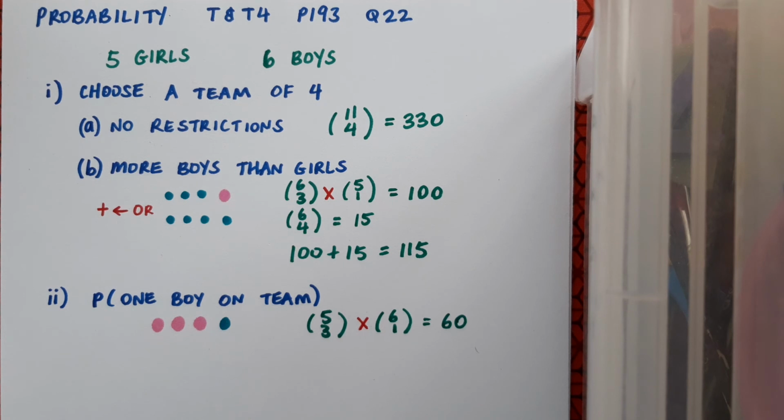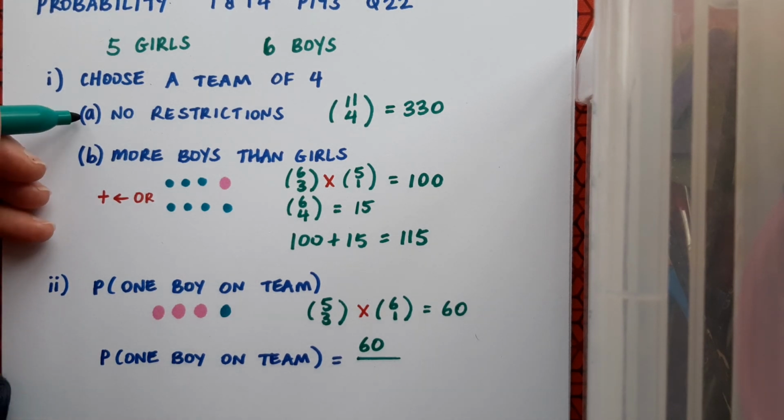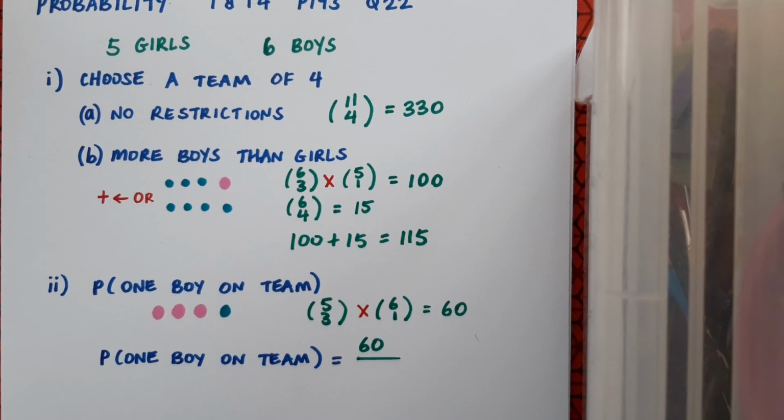But that's not the end of my question, because I want to find the probability that I pick one of these teams from all the different teams that I could possibly pick. So of course this means putting my favourable outcomes over my total possible outcomes. The favourable outcomes here are the teams where there's just 1 boy on the team, so that's my 60. And on the bottom I want all the possible teams that I could pick. We actually had that worked out from before, back in question 1 part A, where they ask us for no restrictions. So there are 330 teams that I could pick in total. And then all that's left is just to simplify my fraction, and I can write the answer as 2/11.